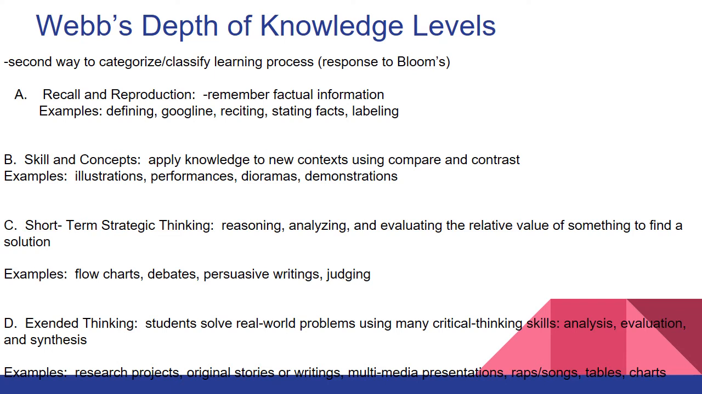The third level, which is also an advanced thinking level, is short-term strategic thinking. In this level, students are analyzing and evaluating whether or not something is important in the short term. An example of this might be having a debate, or writing a persuasive piece, or judging something, or making a flow chart about how this information connects and the importance of that information.